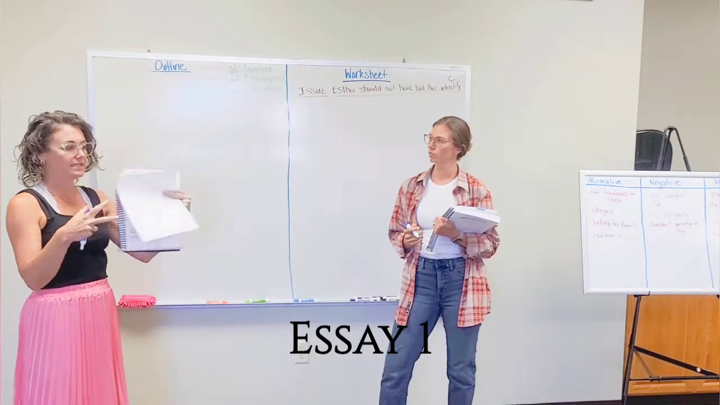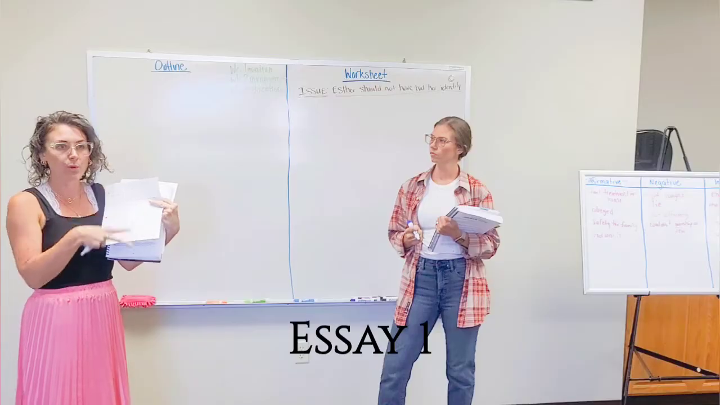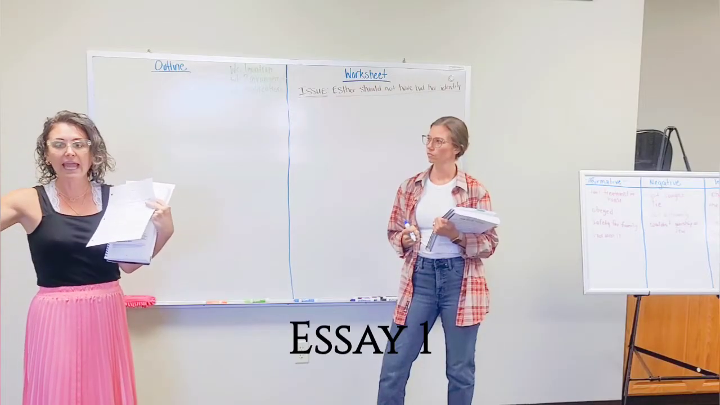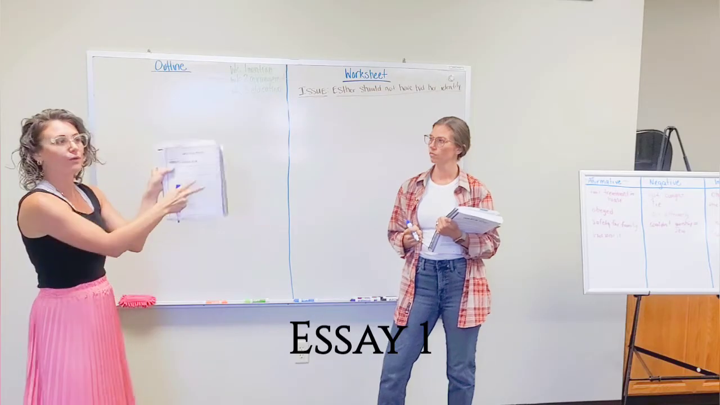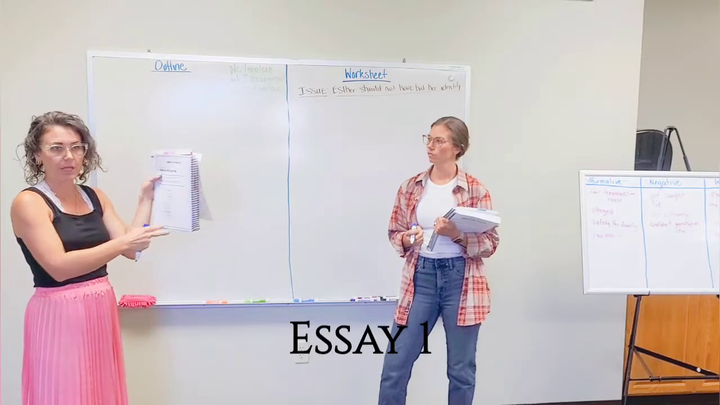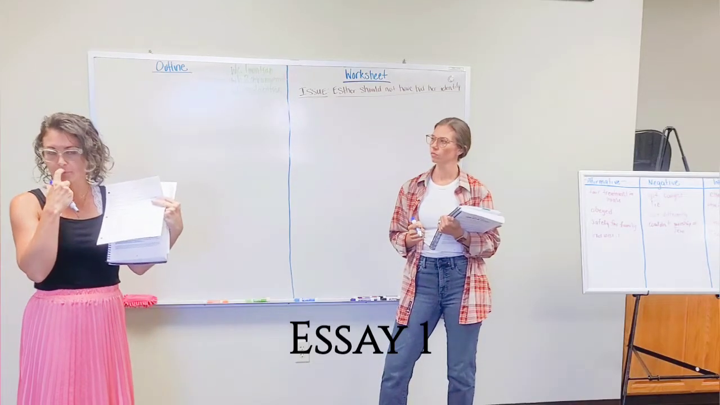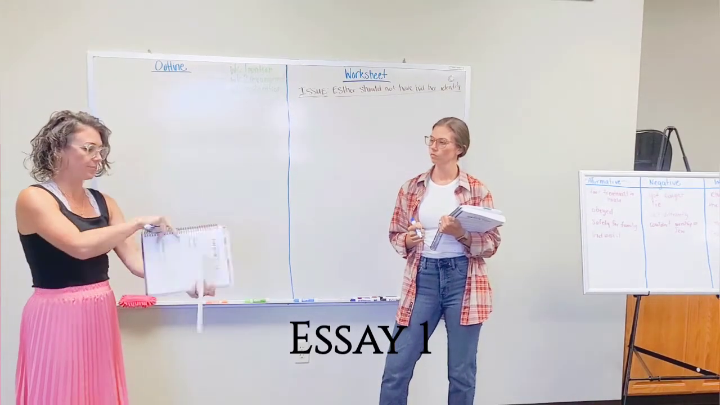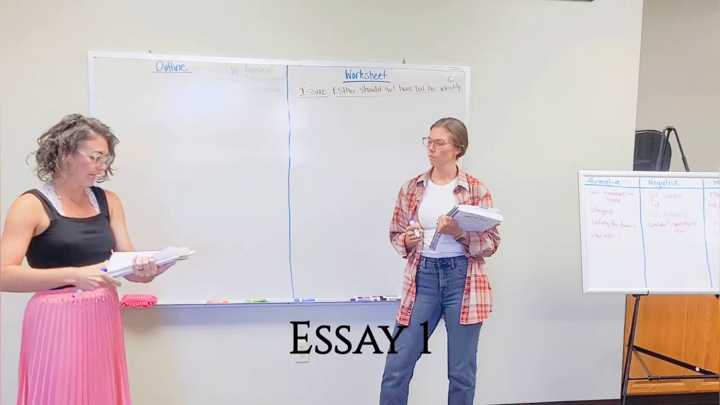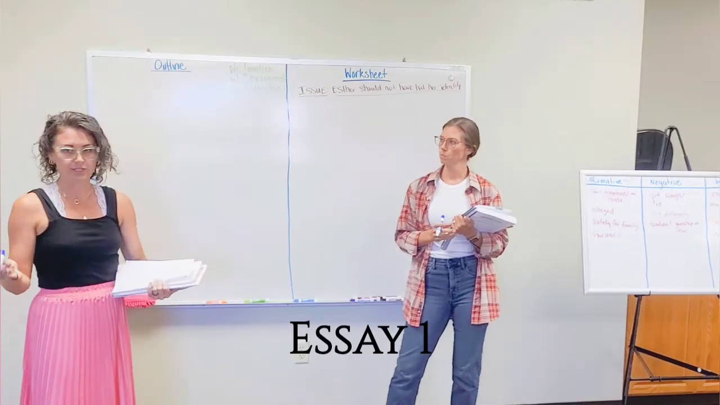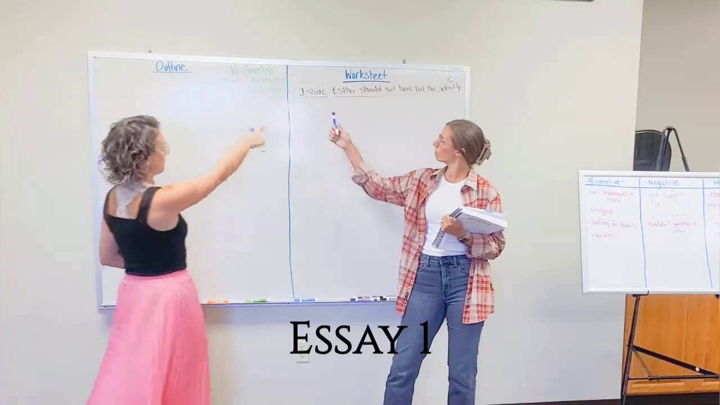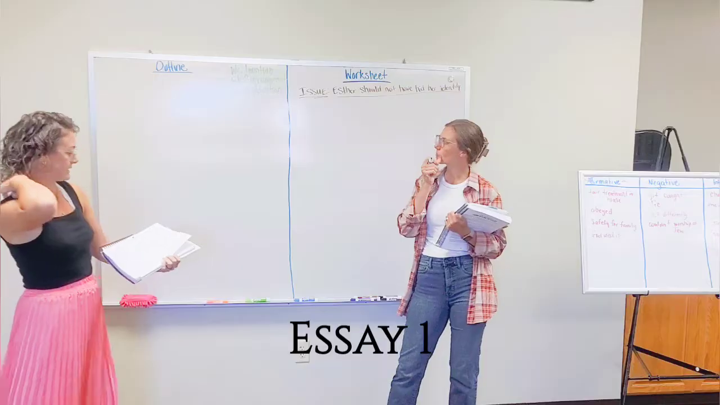The reason we do that is we want them to think through what they're writing in a different order from how they're actually going to be putting it in their paper. And we will see that as we walk through here. So the first question you're going to ask yourself is, what is your issue? Write your issue. Well, we determined our issue is Esther should not have hid her identity.